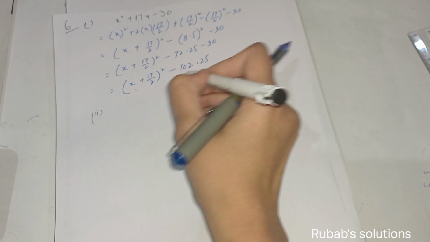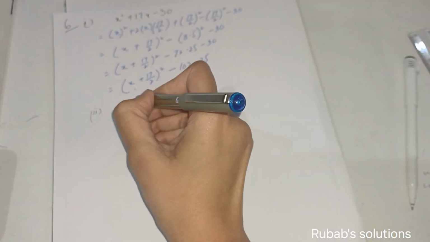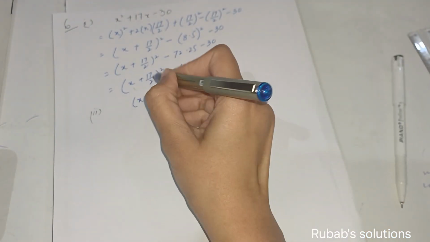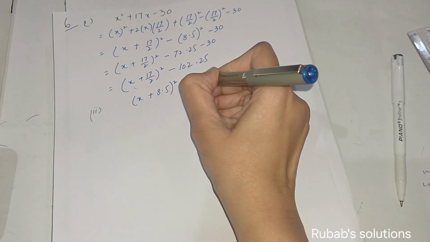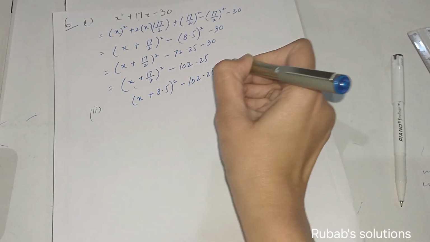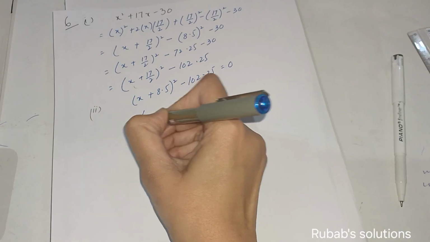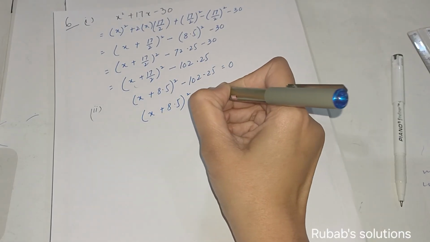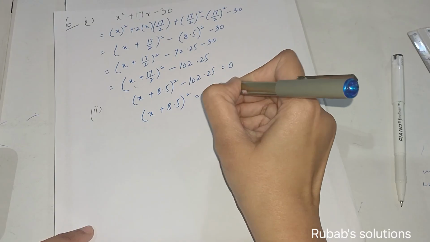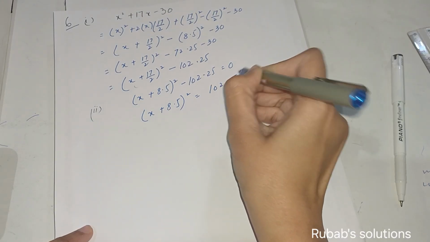In part B, they are saying that if it becomes an equation, you have to solve that. So I will use the same answer and I will put it equal to 0. x plus, I'm writing this as well, 8.5 whole square minus 102.25, this is equal to 0. So this will shift to the other side. x plus 8.5 whole square will become equal to 102.25.